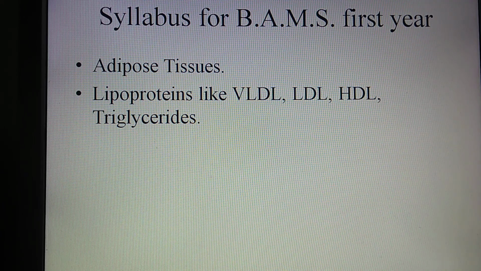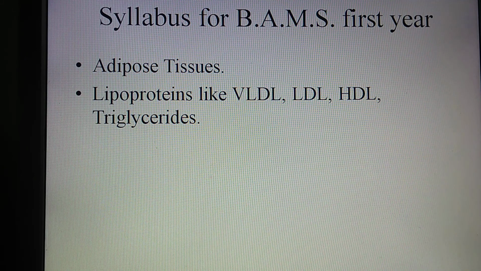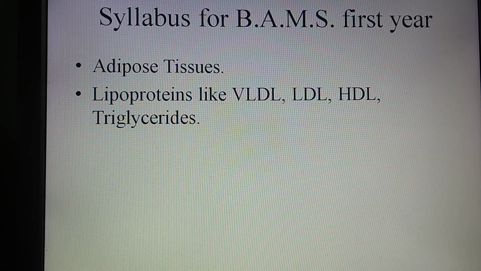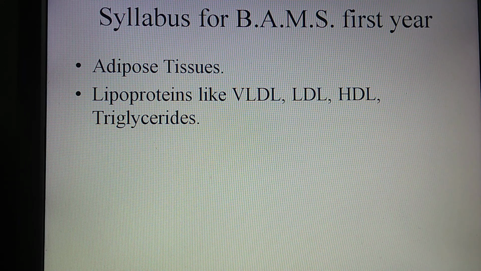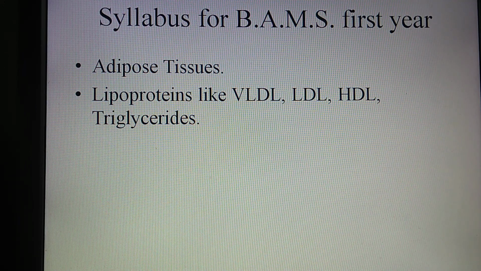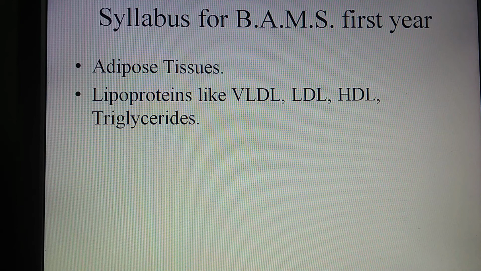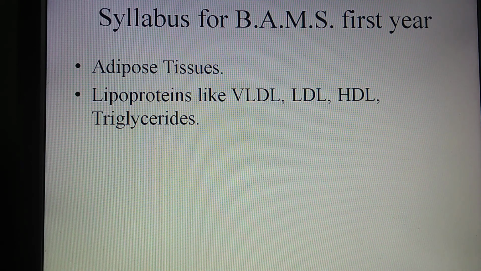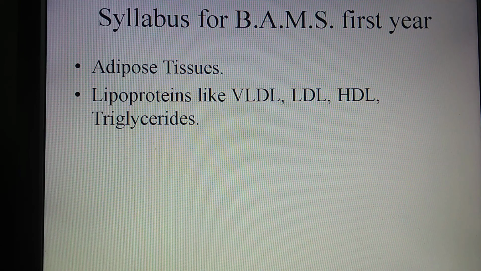But for collecting this information about all these things, we have to learn something about the fats or lipids. Then what are the adipose tissues, and then what are the lipoproteins. So today's discussion will consist of the lipids, adipose tissues and lipoproteins.